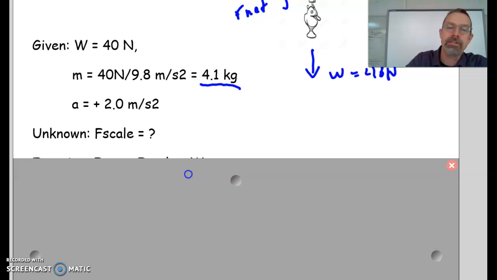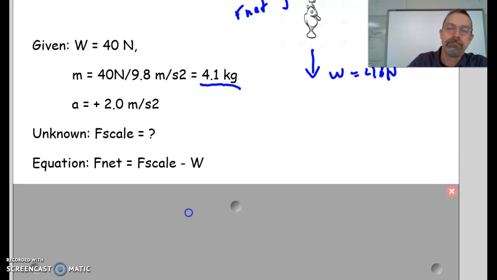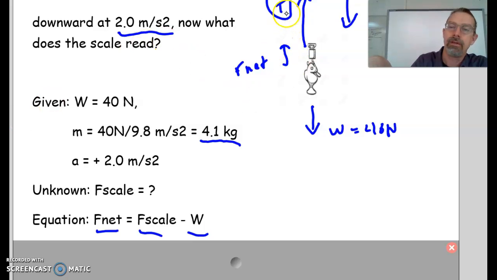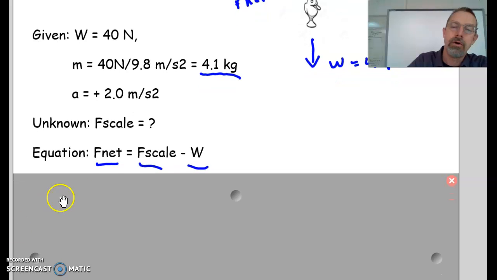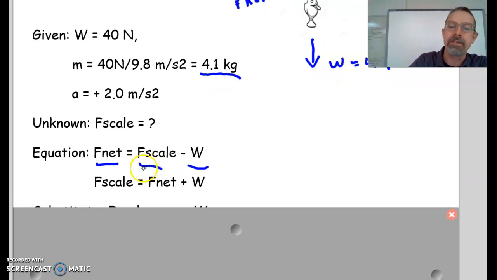So what I'm going to do here is look for the force on the scale. And I know that my net force is going to be the difference between the force on the scale and the weight. And I can see that on this free body diagram right here. I call this the tension, same as the force on the scale. So I'm going to rearrange this because what I'm really looking for is the force on the scale, not the net force. So I'm going to toss the weight over the other side. So the force on the scale equals my net force plus the weight.